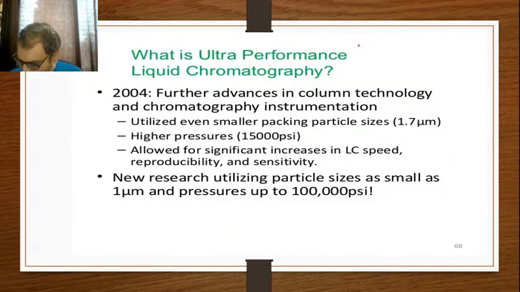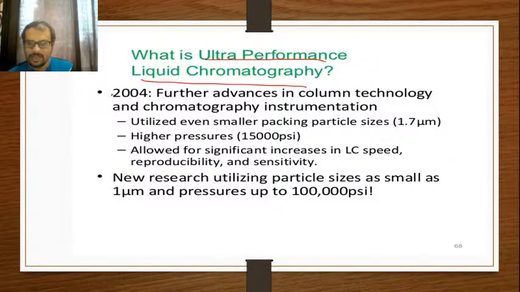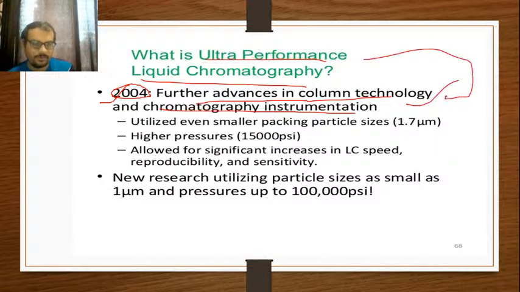Now the last part, which actually forms your self-study, so I am going to make it quick. UPLC, ultra performance liquid chromatography, was devised in 2004. Further advances in column technology and chromatography instruments have been carried out with the help of UPLC.